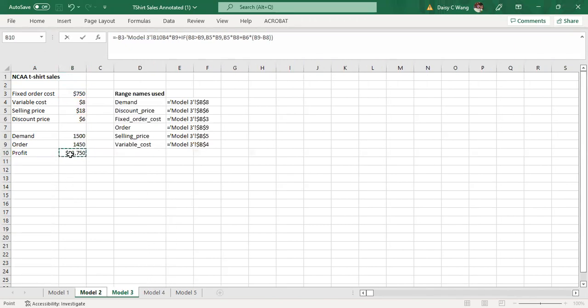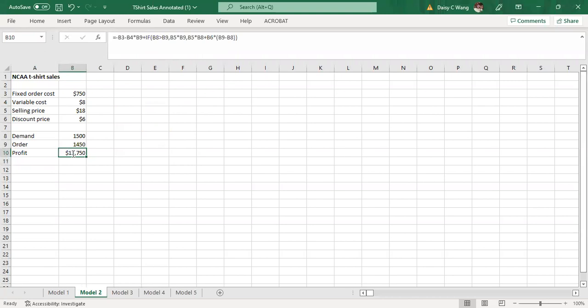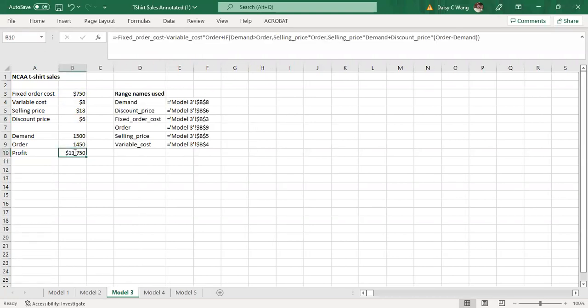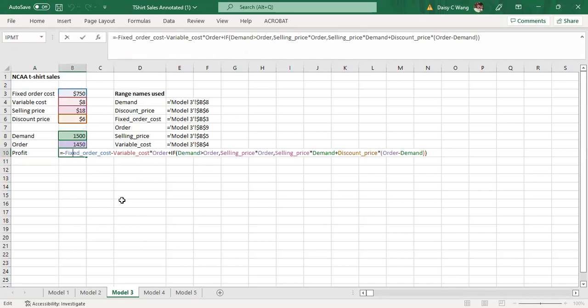So if you do here, you click, wait, here, B model 3. If you click here, you see we know profit equals negative fixed order cost minus variable cost times order. Plus, if demand is greater than order, then the revenue is selling price times the order quantity. Otherwise, it's selling price times the demand plus discount price times the leftover. So that's model 3.